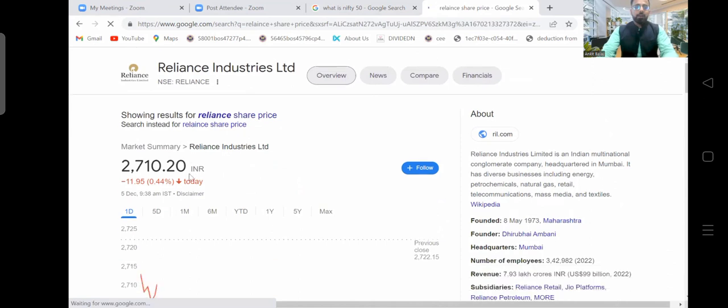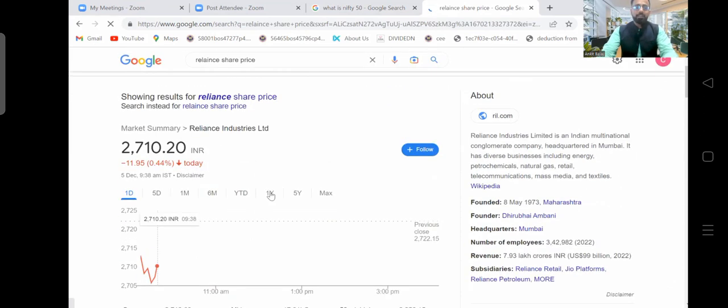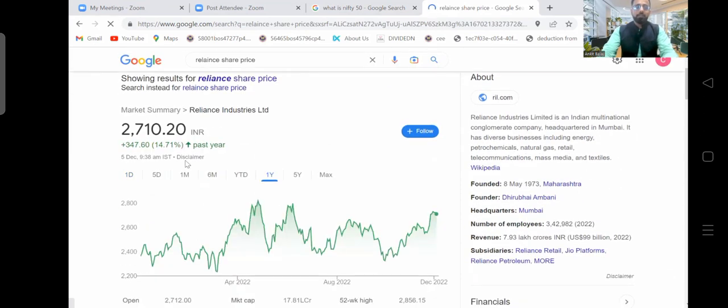if you see here, Reliance has shown, I will take 1 year data. So I'm clicking on 1 year. If you see, Reliance has growth of 14.71% in 1 year. How much growth has Nifty shown? Nifty has shown growth of 10.3%, right? And Reliance has shown growth of 14.8%, right?